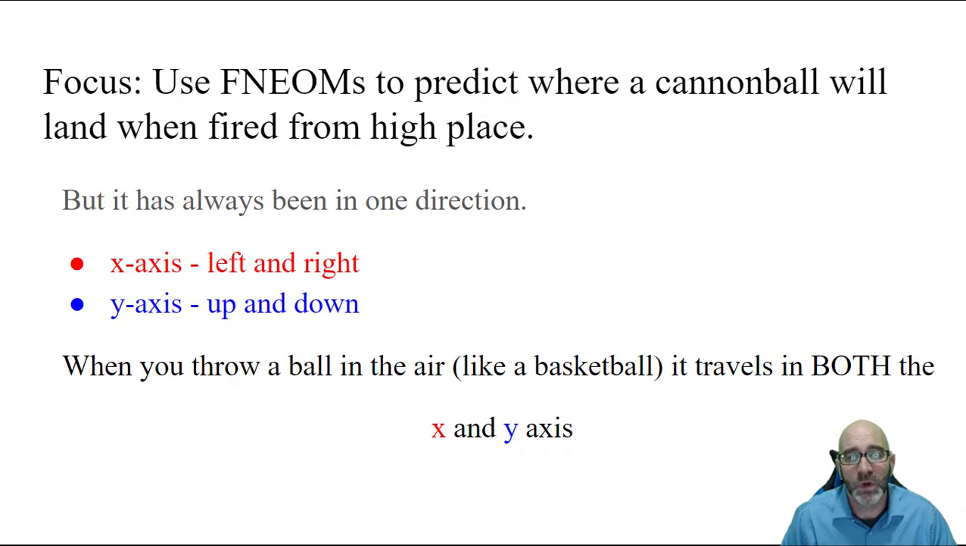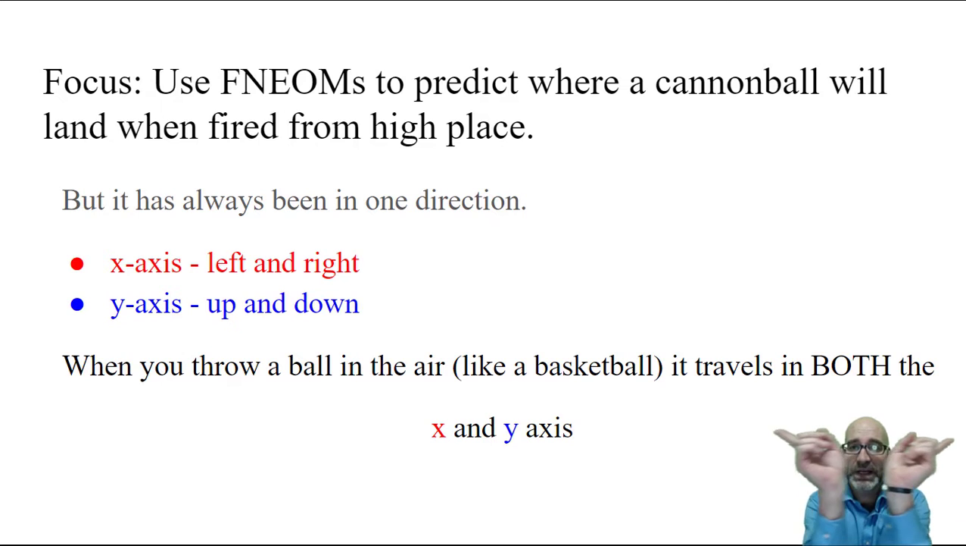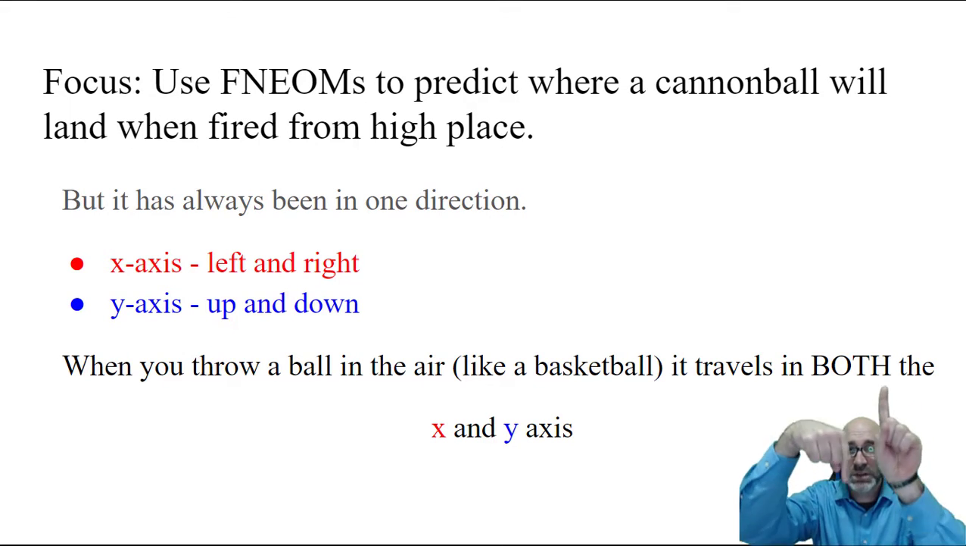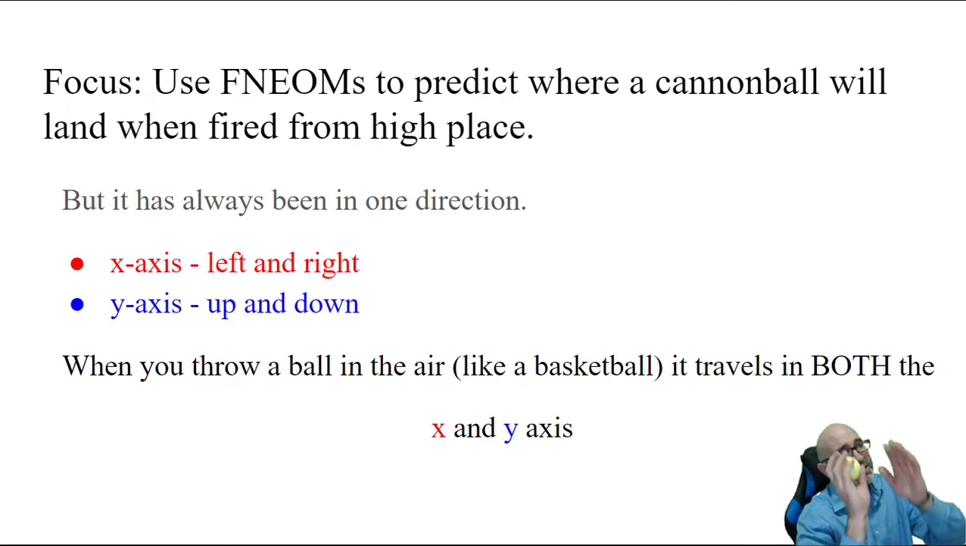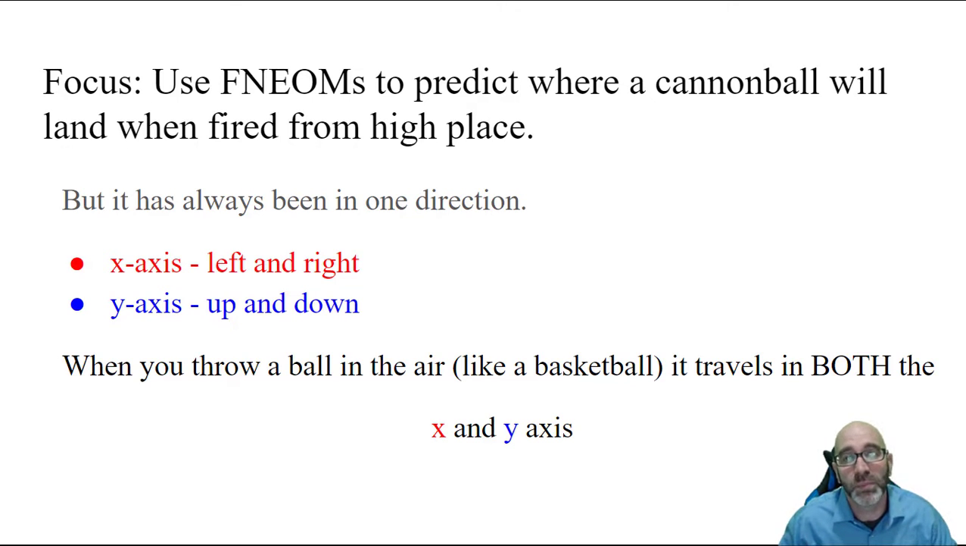But it's always been in one direction, either the x-axis, which is left and right, or the y-axis, which is up and down. But when you throw a ball in the air, for example, a basketball, when you shoot it into the hoop, it travels in both the x and y-axis at the same time.